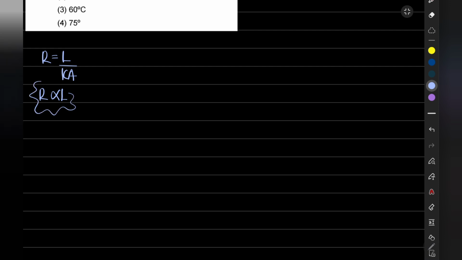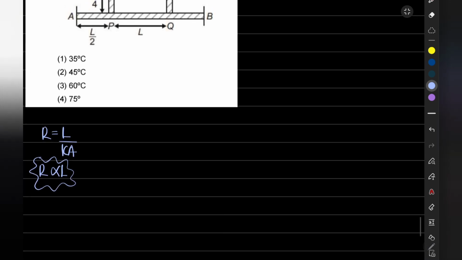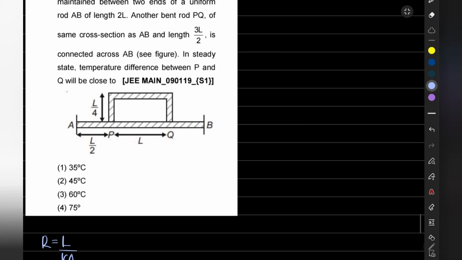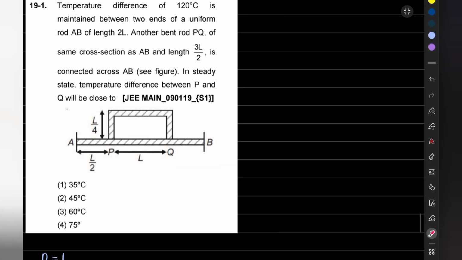This is the relation I am going to use for finding the resistance, because I am going to convert this given diagram into an equivalent electric circuit diagram. Resistance of this part, this part, and so on. Since R is directly proportional to length, for this part it will be R by 2, for this part it is R, for this part it is again R by 2, this part will be R by 4, again R by 4, and again R. So these are the values of resistance.